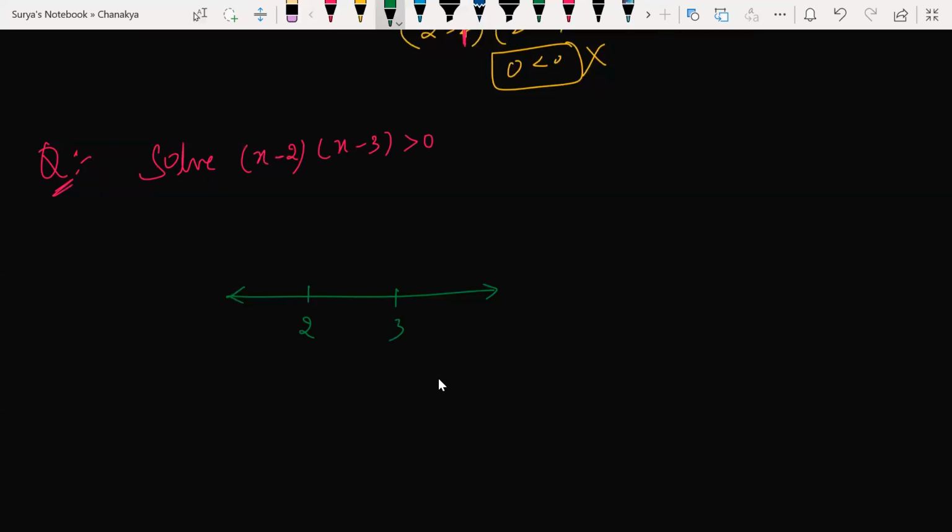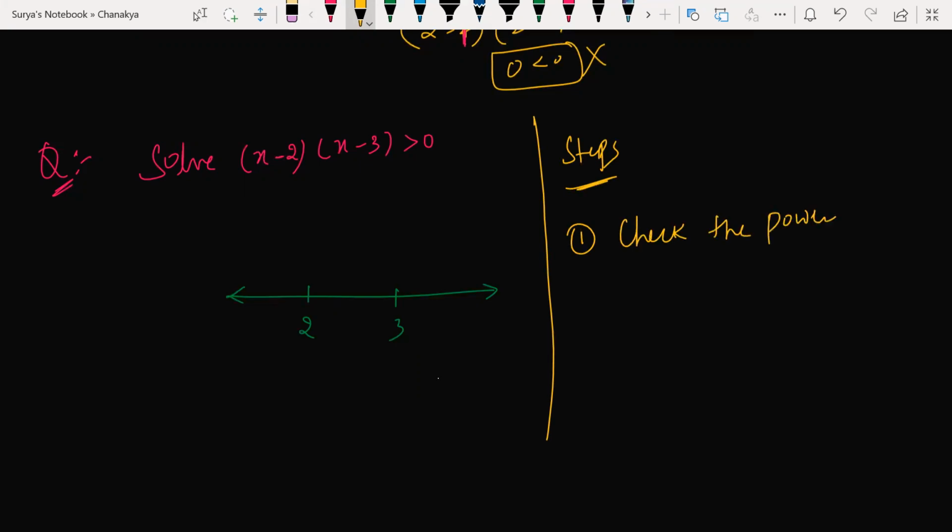2, 3. We are following the Webico method. Let me tell you the steps. What is the first step? Check the power of the given expression. What is the power of this expression here? Odd or not? If we don't have anything, it means the power is 1, which is odd.